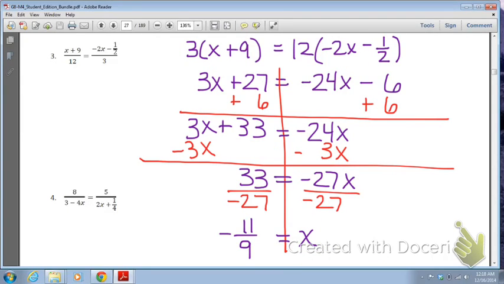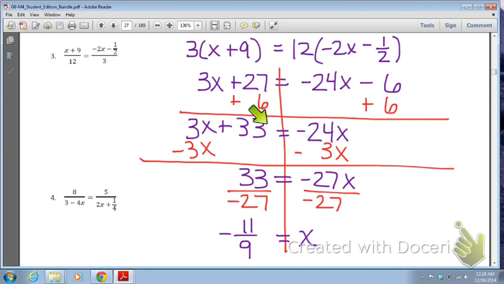Okay, here's the worked out solution for number 3. So again, set the cross products equal. 3 times x plus 9 is 12 times the quantity negative 2x minus 1/2. That gives us this equation for the next line. 3 times x and 3 times 9, 12 times negative 2x, and 12 times 1/2, which is 6. So I chose to start off by adding 6 to both sides, which gave me this next equation.